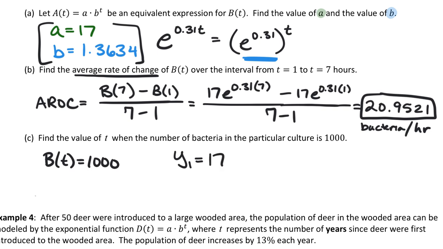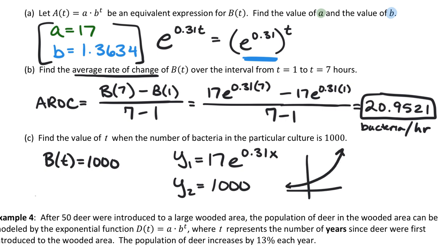In Y1, we're going to type 17e to the 0.31x. I know that our formula uses t, but your calculator only has x, so we're using the x. And in Y2, we're going to put 1,000. Our goal is to figure out what will happen to these two functions when they meet, because we'll have some sort of exponential and we'll have some sort of constant function. I want this point where they intersect. That's going to give us our answer. Yes?